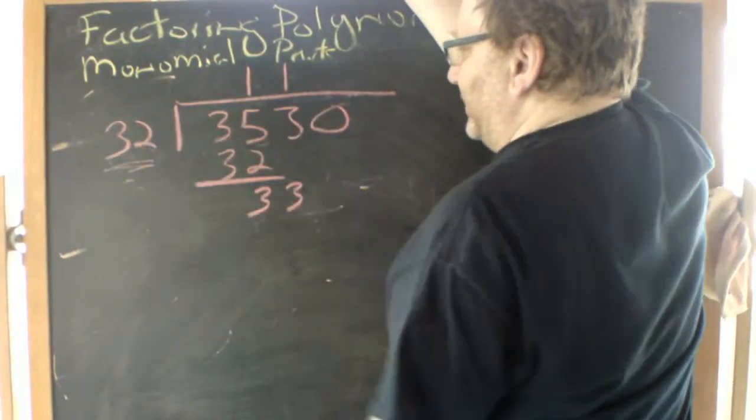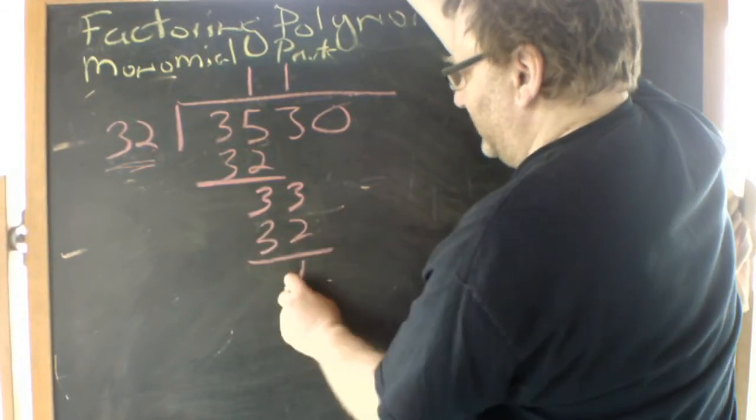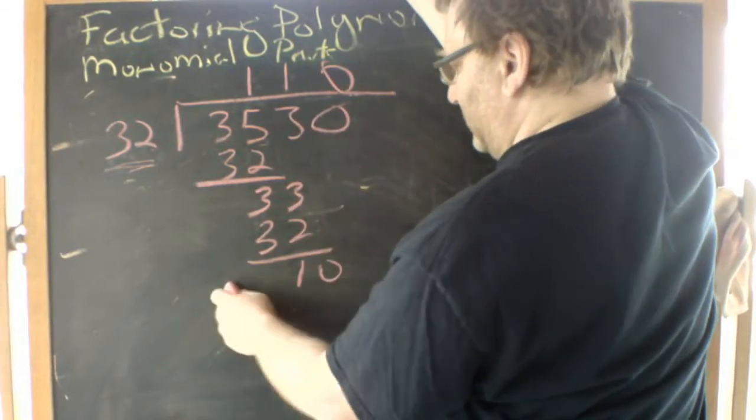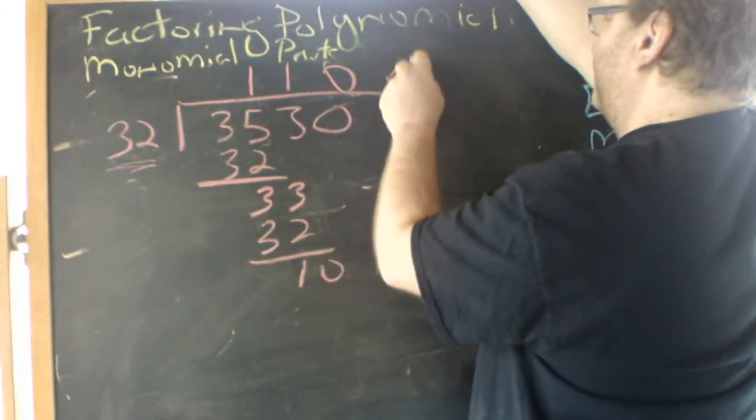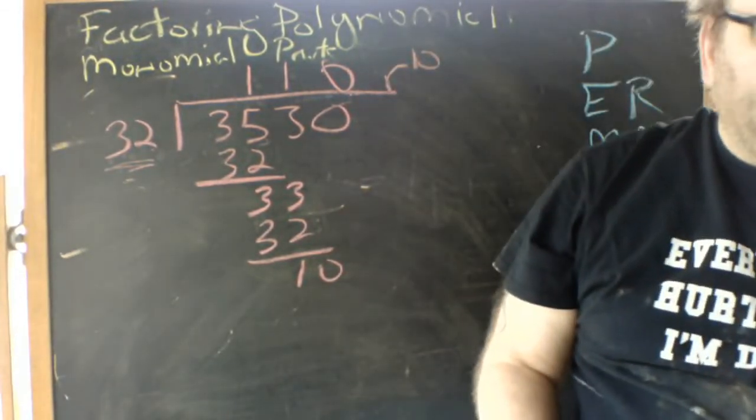1 into 32, or 1 times 32, and it gives me 10, and I can't go into 10, so I get a 0, and I have a remainder of 10. Right. The place value did the work for us.